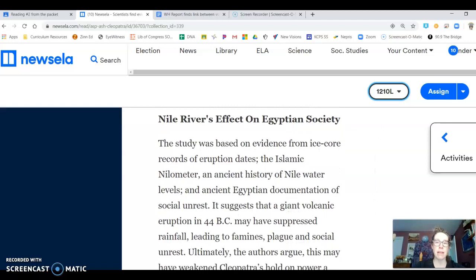Nile River's effect on Egyptian society. The study was based on evidence from ice core records of Egyptian eruption dates, the Islamic nilometer, an ancient history of Nile water levels, and ancient Egyptian documentation of social unrest. It suggests that a giant volcanic eruption in 44 BC may have suppressed rainfall, leading to famines, plague, and social unrest.